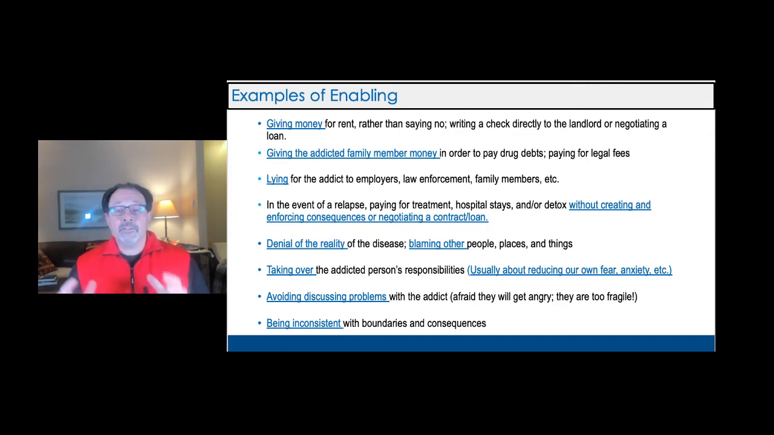So these are the examples of enabling, and I would ask you to think, do you do any of those? And if you do, you're in very good company. You and every other family member of someone who loves someone with addiction. And are there others that you do that you need to kind of admit, that you need to talk about?